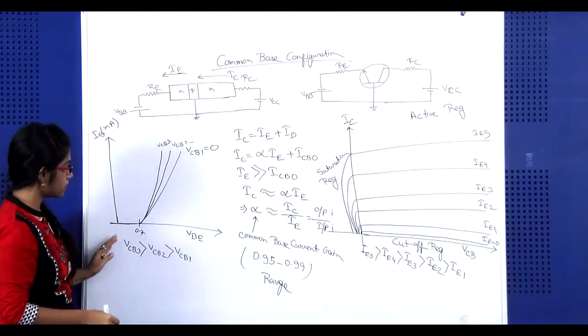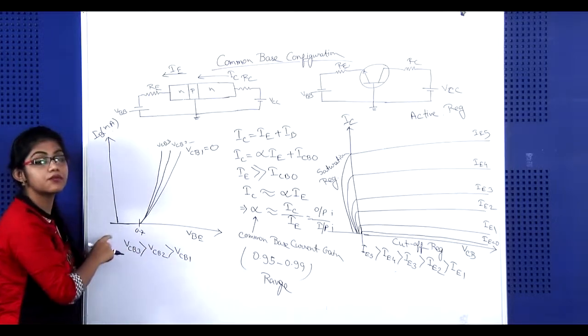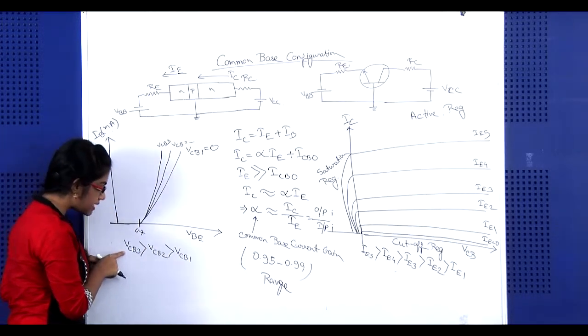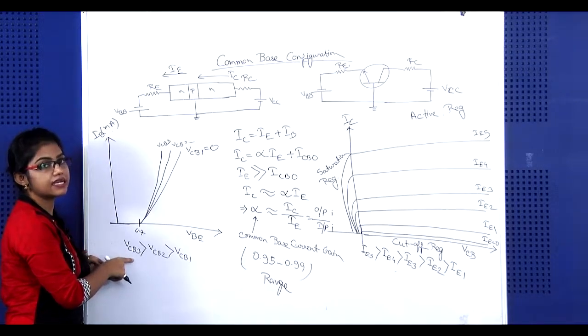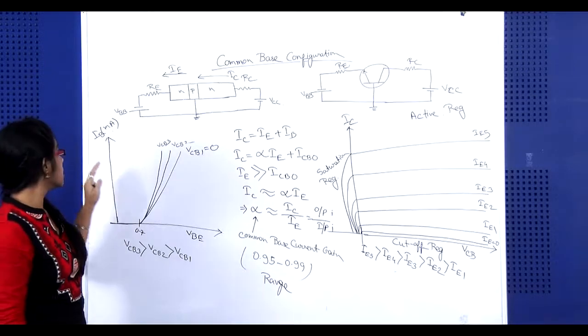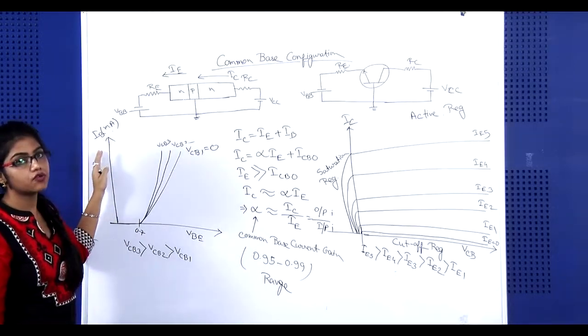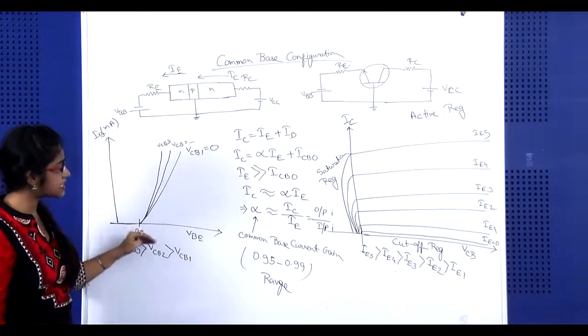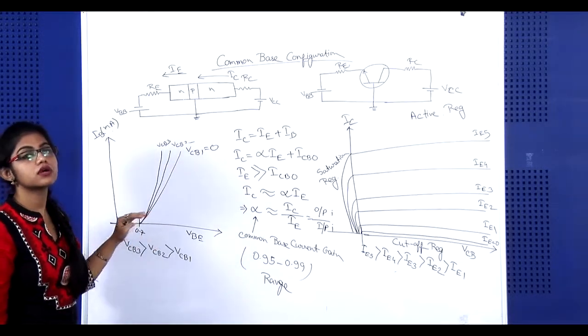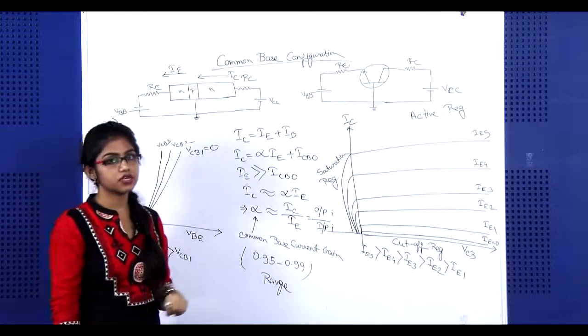So, that is why we have drawn the input characteristics of this common base configuration. Whenever we are increasing the VCB, collector base voltage, the output waveform will be more, that means the IB current will be more. So, this is the input waveform, input characteristics for this common base configuration.